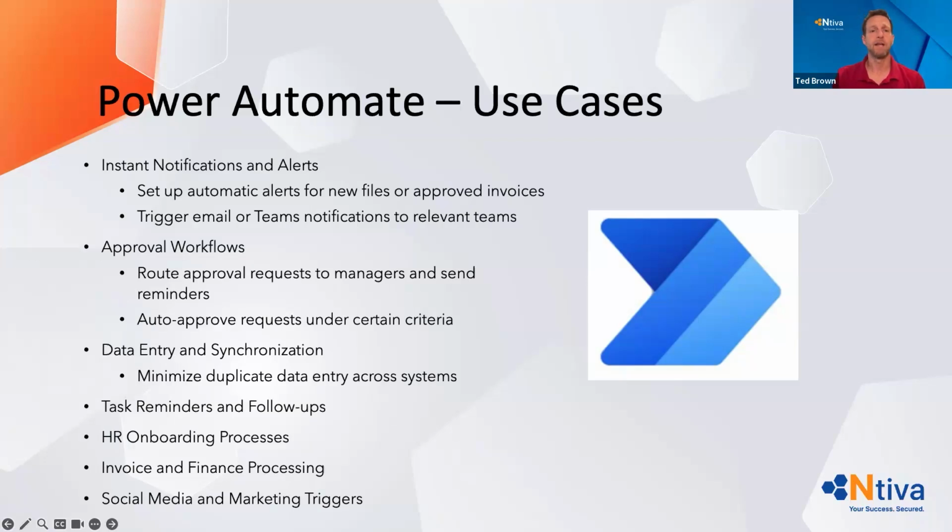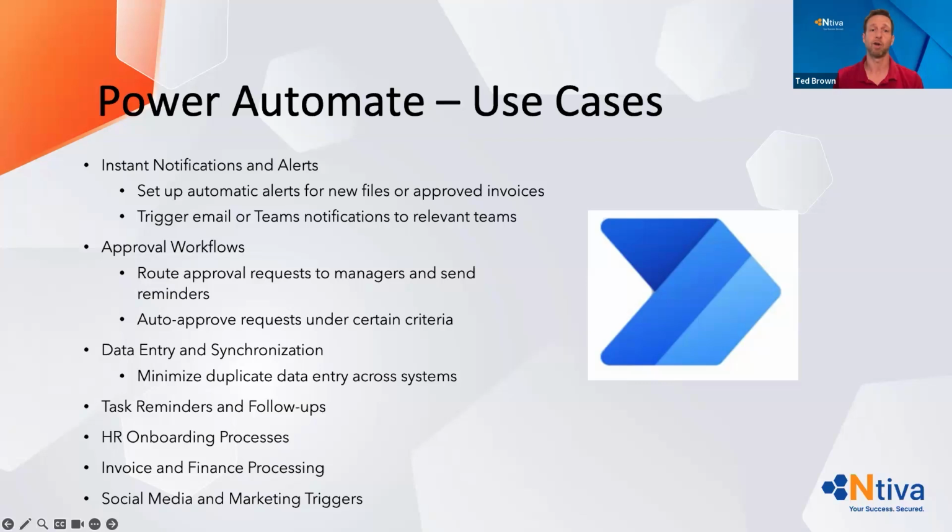Now, automating routine tasks with Power Automate addresses common business pain points like delays, errors, and wasted time. You can create instant notifications and alerts instead of manually monitoring systems. For example, when a new file is uploaded to SharePoint or an invoice is approved in your ERP system, trigger an email or Teams notification to the relevant team. This ensures nothing falls through the cracks.